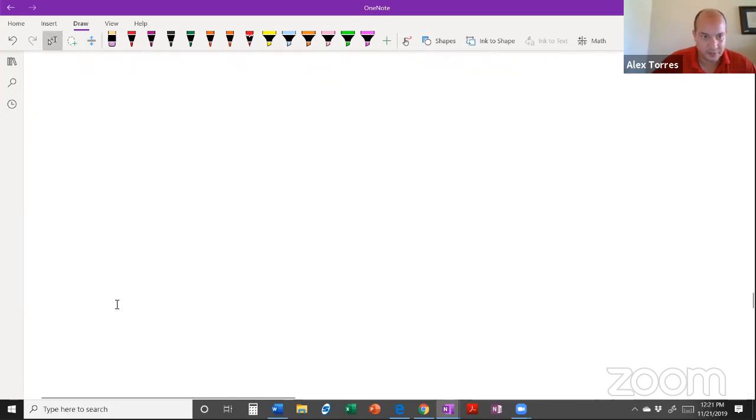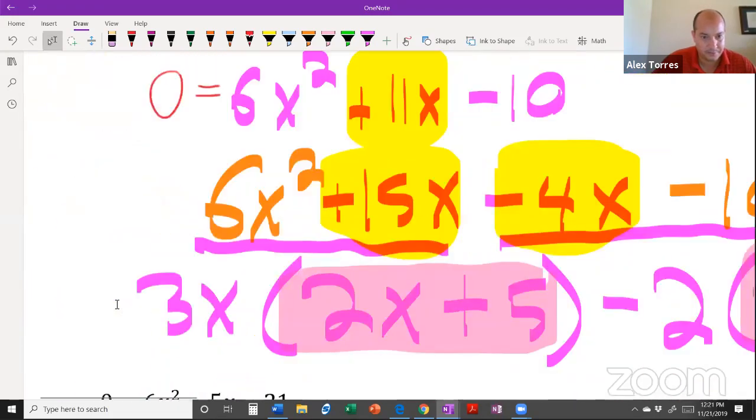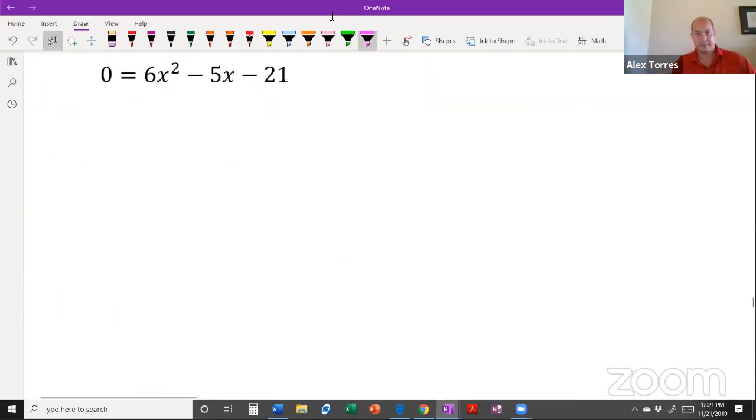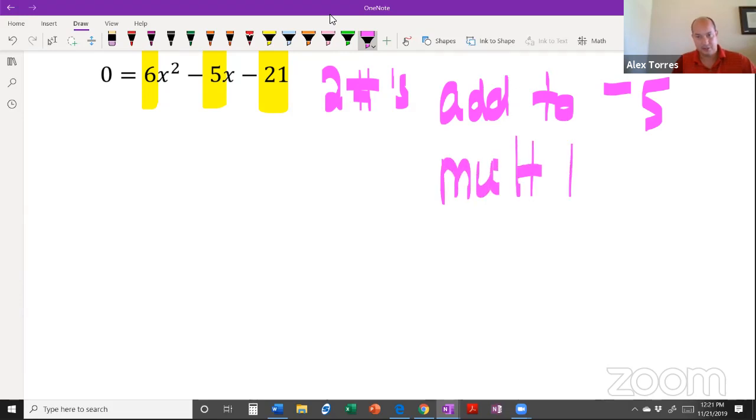So we've got 6x squared minus 5x minus 21. So to start this out, it's ABC factoring because we've got terms in the A, B, and C spots. So we're looking for two numbers that add to B and multiply to AC. So they need to add to -5 and they need to multiply to whatever you get for 6 times 21. So 6 times 21 is 126.